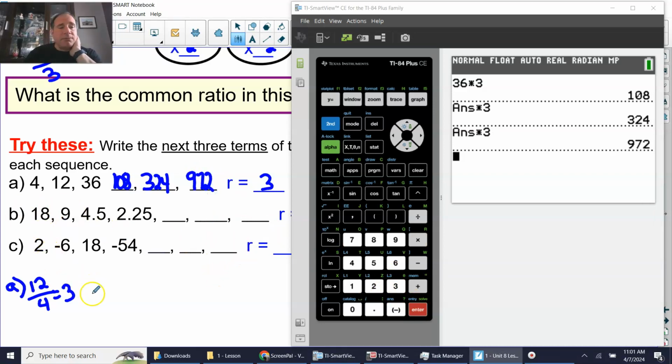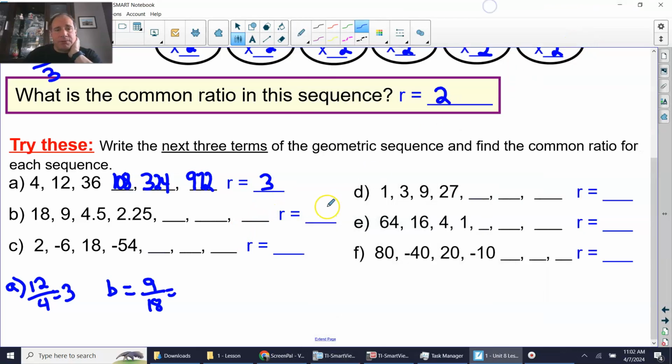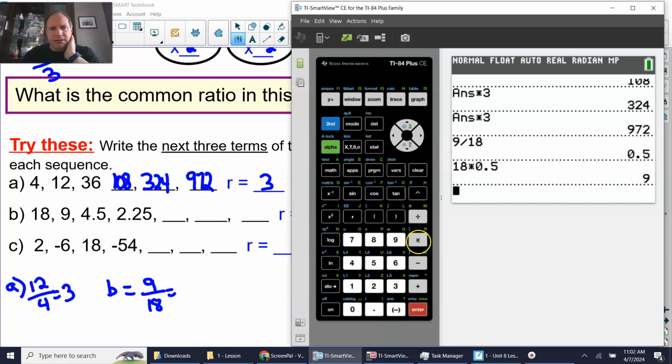So when it gets a little bit tricky here, for B, just remember it is the second number divided by the first. So this is 9 divided by 18. 9 divided by 18 is 0.5. So the 0.5 is your R. And then you can go back to the calculator, just make sure that 18 times 0.5 is 9. Times 0.5 is 4.5, times 0.5 is 2.25.